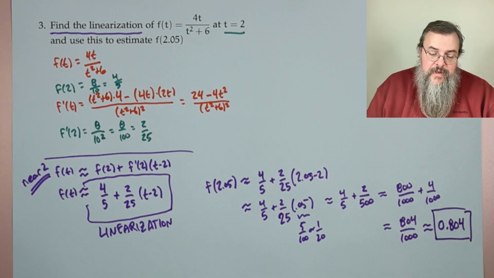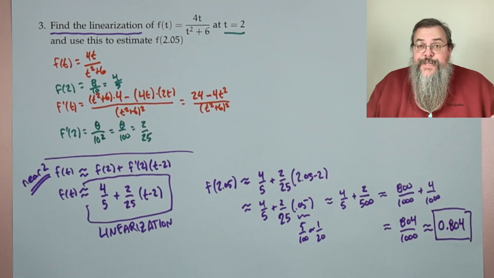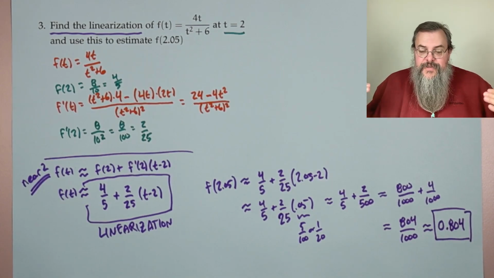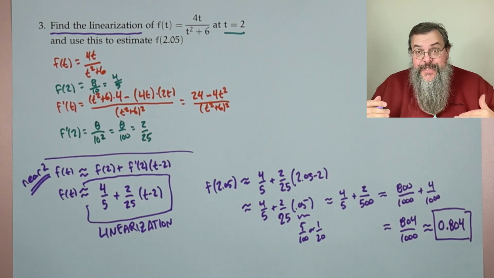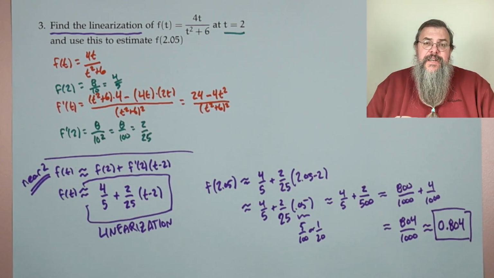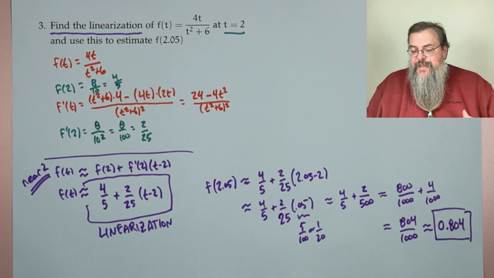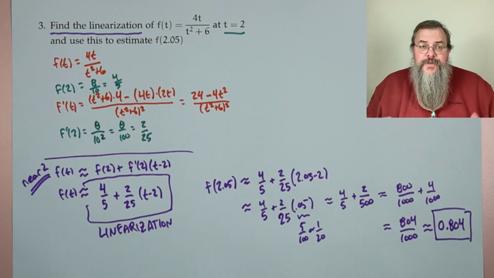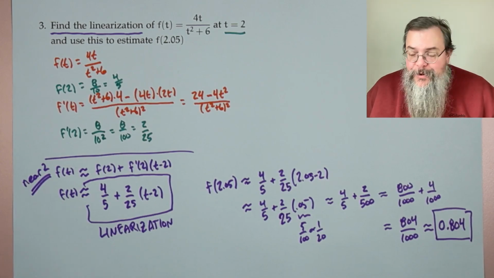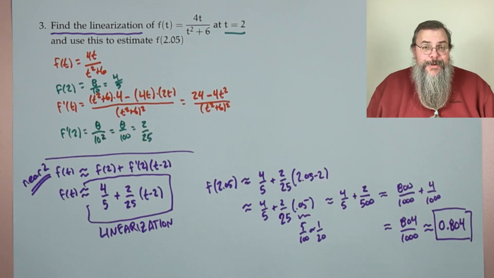And that's our estimate, which means it hasn't changed much. However, the function 4t over t squared plus 6 will not be changing much at that point, and it doesn't get incredibly large. In fact, it stays bounded. So this is not such an unusual answer that we have here. So all right, there we go, 0.804. Nice. Woohoo!